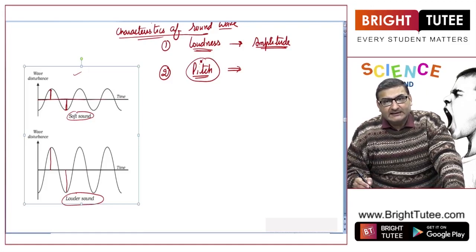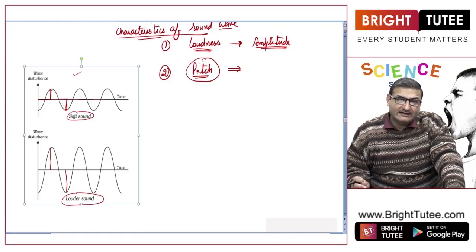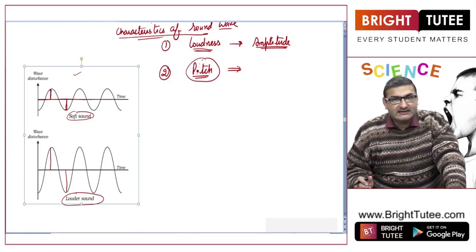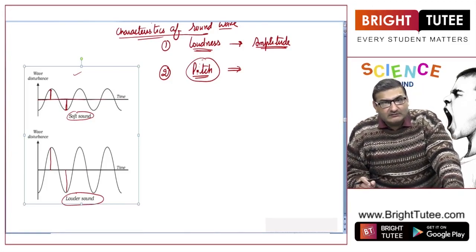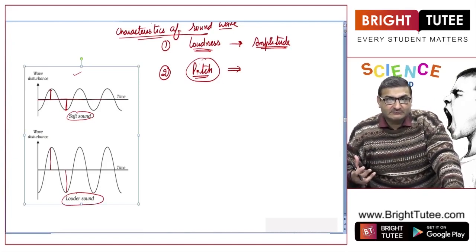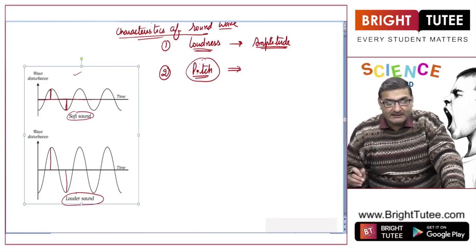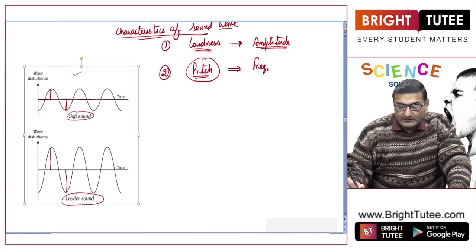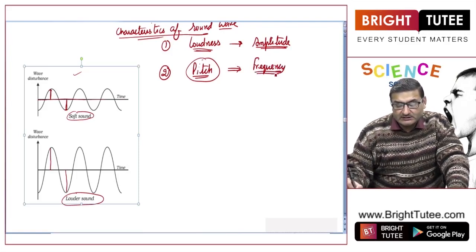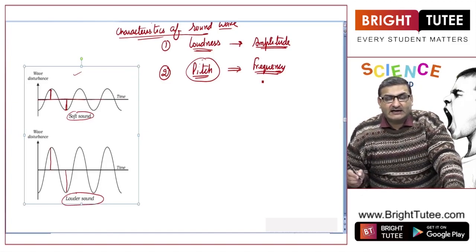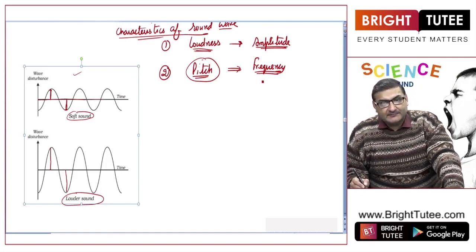Now, what exactly is the pitch and what factor does it depend on, that we will see. The pitch of the sound is that quality of sound. These are qualitative characteristics, right? We are talking about the quality of the sound. So, the qualitative characteristic of pitch depends on the frequency of the sound wave. Now, frequency, as we have already studied, is the number of waves being produced per second, right?